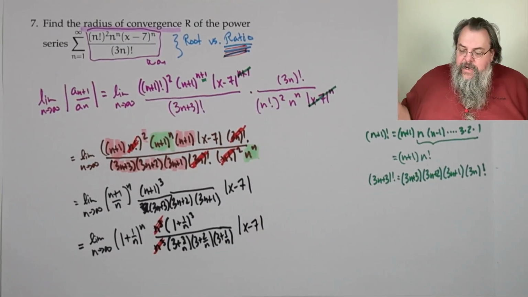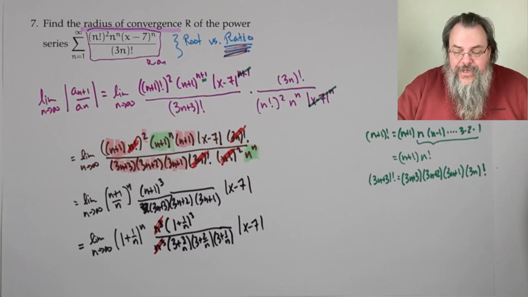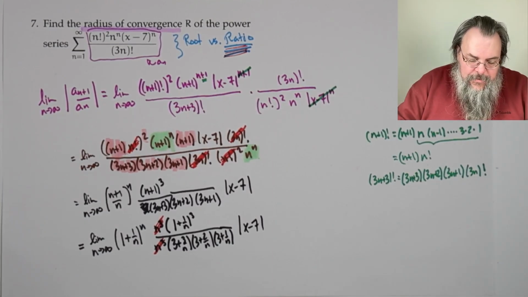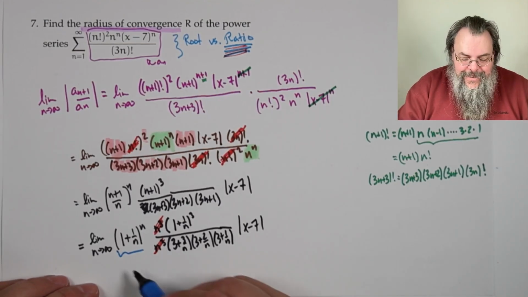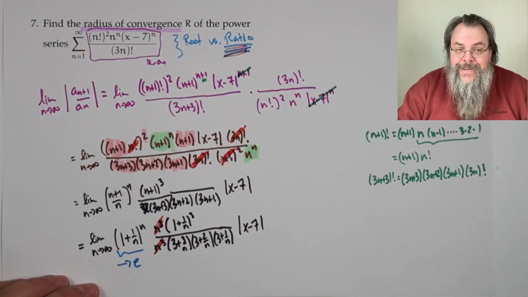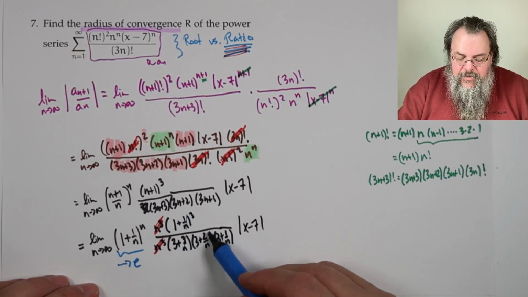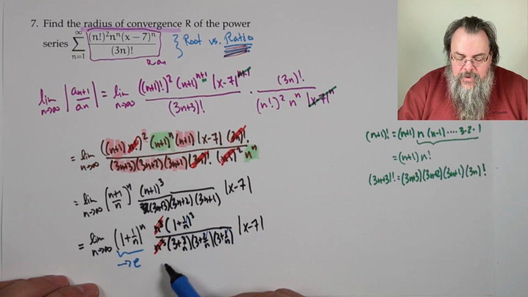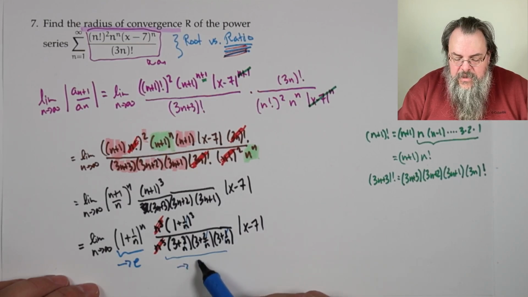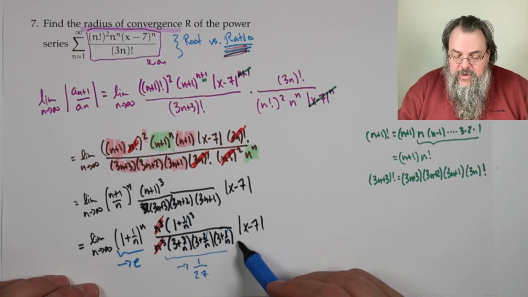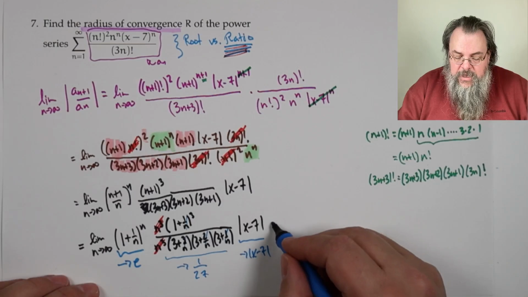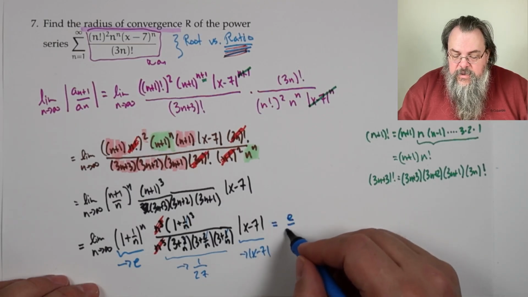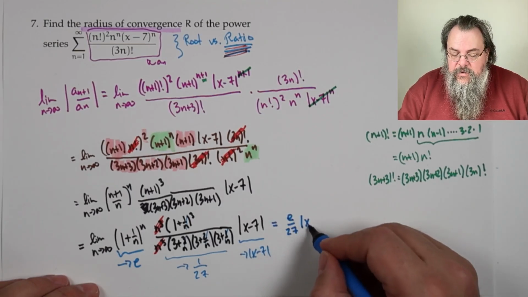Okay, finally, we're in the home stretch. Here we go. (1 plus 1 over n) to the nth power. It's on the formula sheet. That's e. These 1 over n's are going to go to 0. So we have a 1 cubed upstairs. And downstairs, 3 times 3 times 3, that's 27. And now this, well, it's always just absolute value of x minus 7. So what we get when we put it all together, we get e over 27 times absolute value of x minus 7.